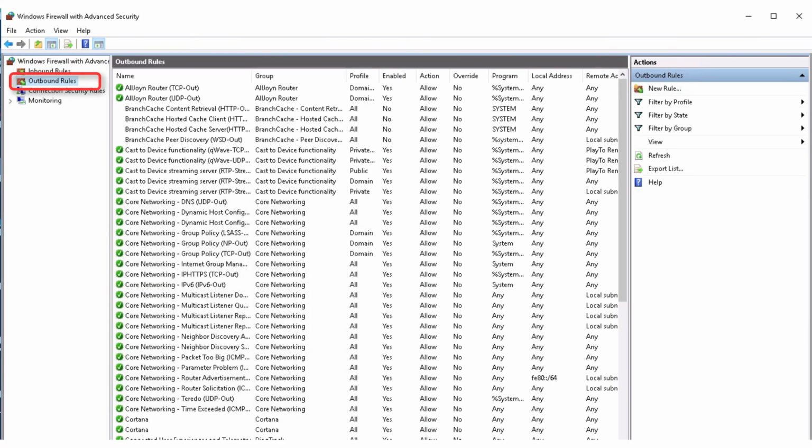And now we look at outbound rules as well. So any packet that's leaving the computer associated with this firewall will have that packet compared to those rules to determine whether that packet should leave the computer or not.